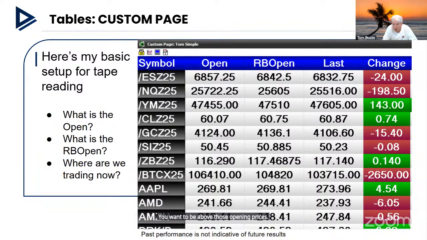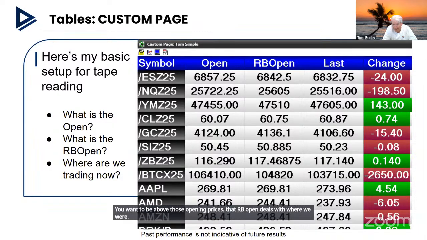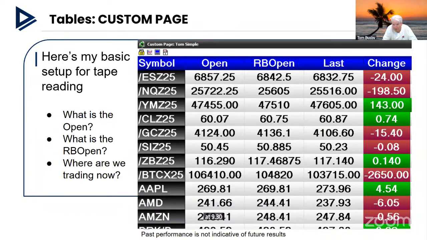Now, the RB open deals with where we were at 9:30 this morning. That's the last reference bar as we're doing this. And then the change tells us how much we're down at the time we took this picture. But does everybody understand? These are the columns, the ones I named, that you ought to have on your custom page. Each of them has significance when they're compared to each other.